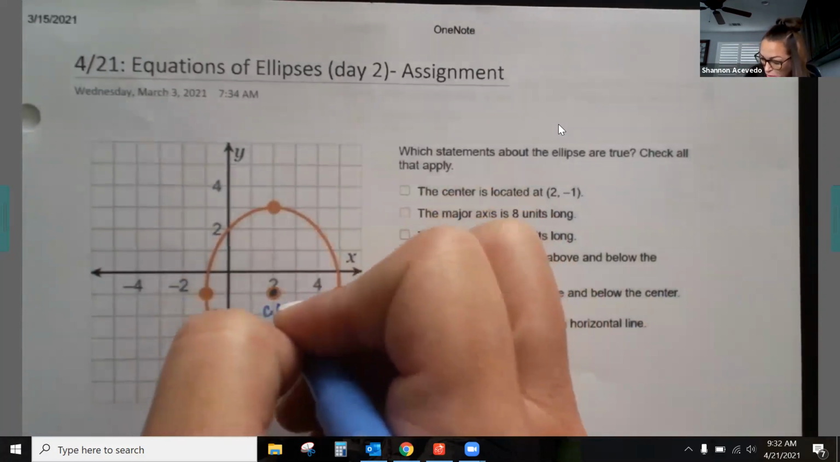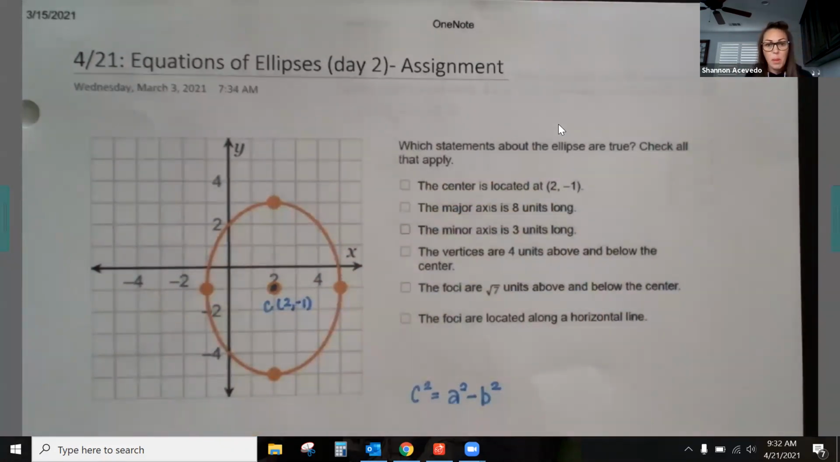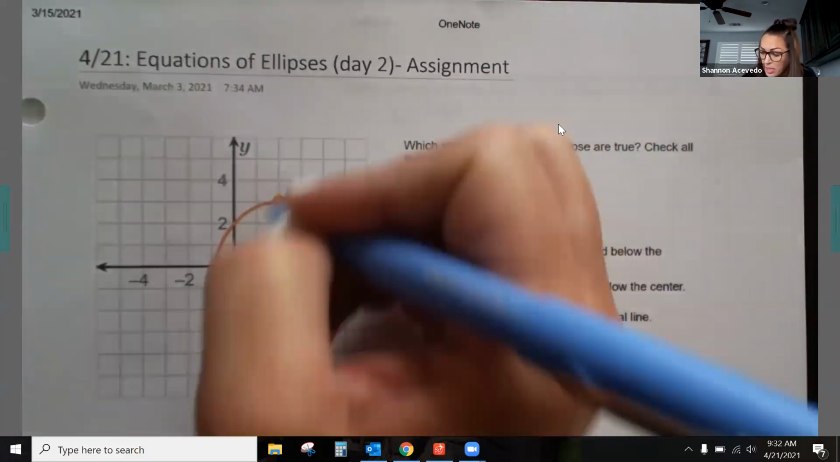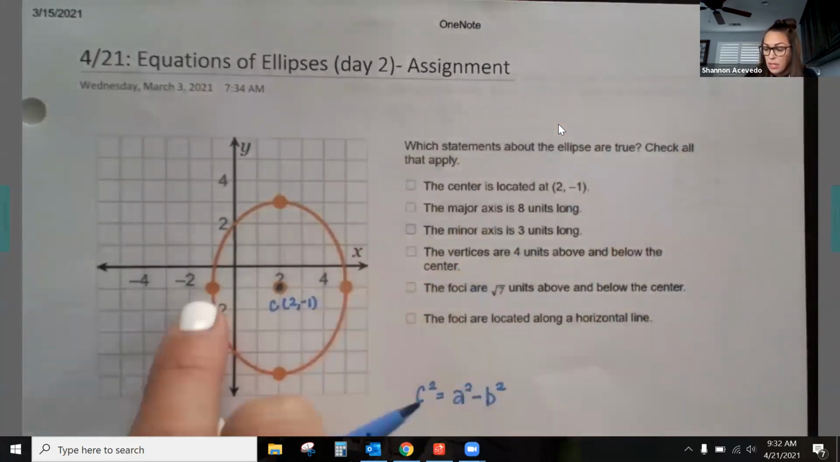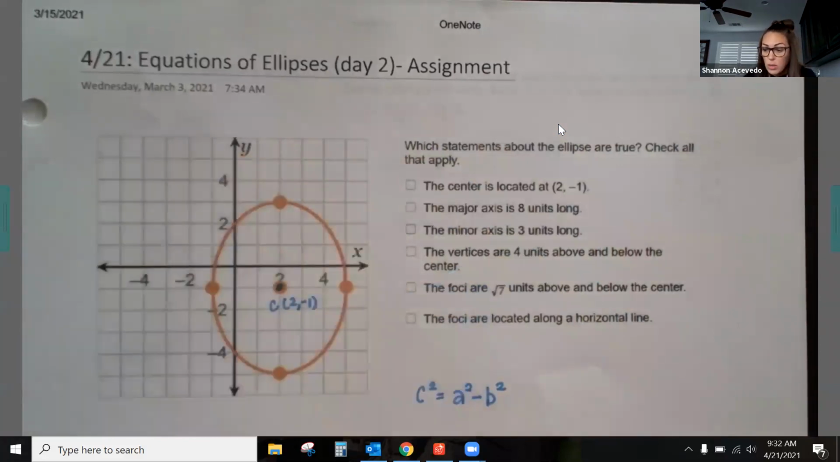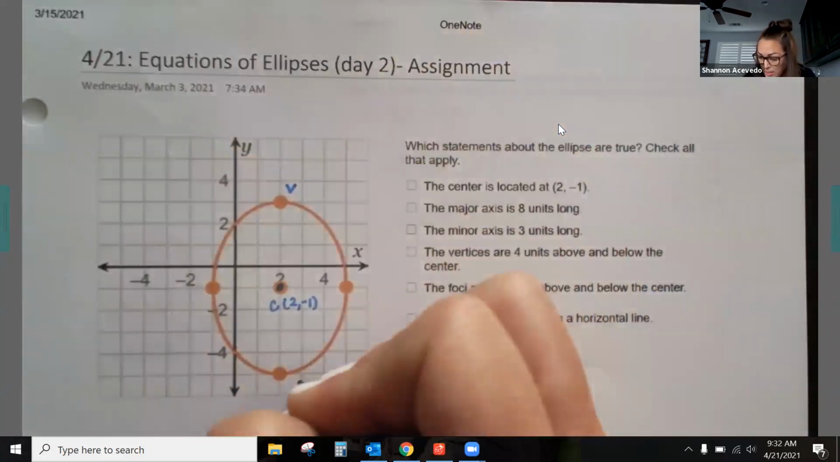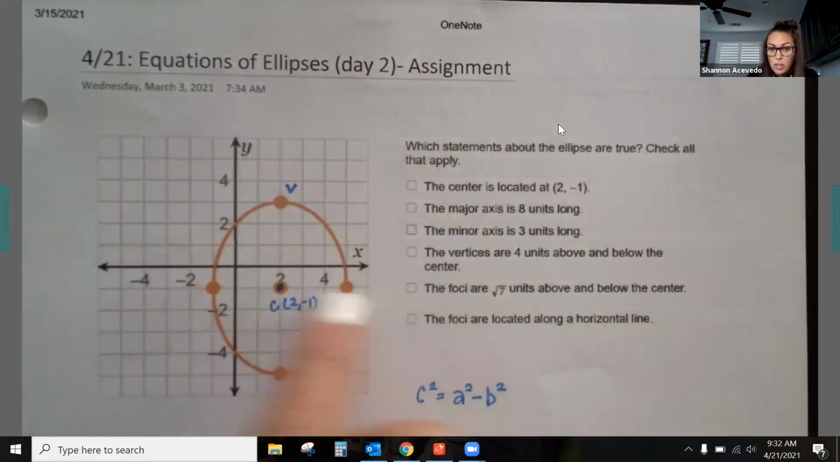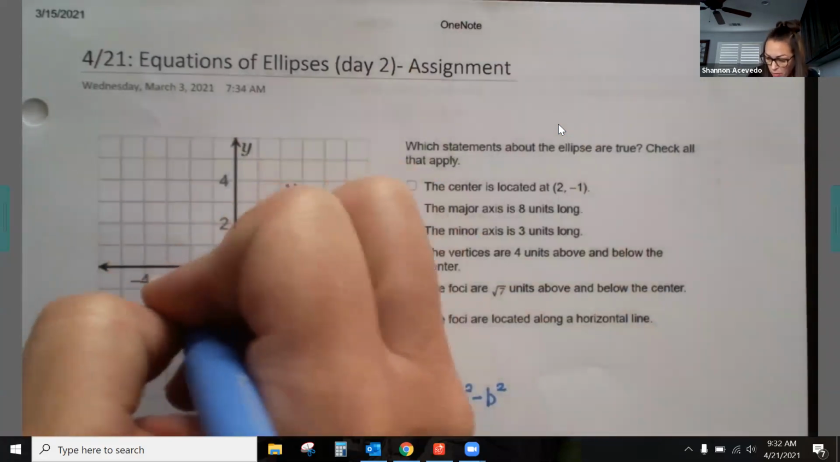If I look at the center of my ellipse, this point right here is going to be at (2, -1). Perfect. Now remember, when we talk about the A and the B value, that's the distance from the center. A is always the larger distance, the one that's further away. I can see that these 2 points are further from my center than these 2 points. The furthest ones away are always my vertices.